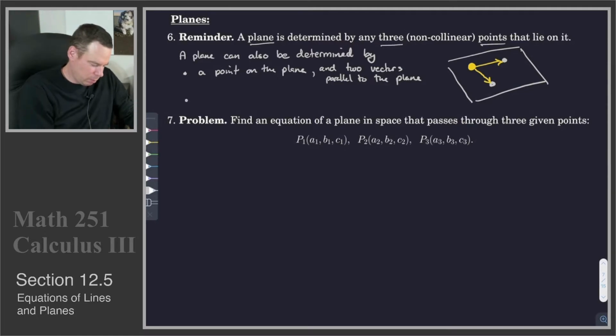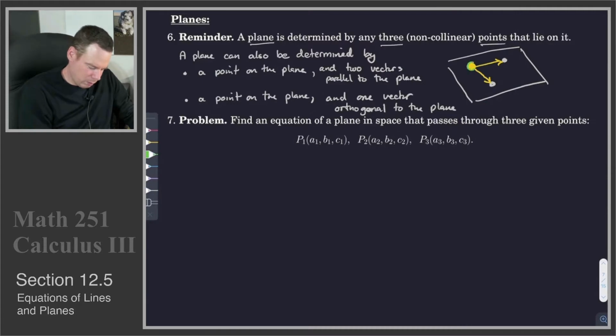How else could we determine a plane? Well, we could use a point on the plane and 1 vector orthogonal or perpendicular or normal, these are all synonyms, orthogonal to the plane. So the idea is I have a point on the plane and I've got a vector that is perpendicular to the plane, and that's enough to determine the plane.